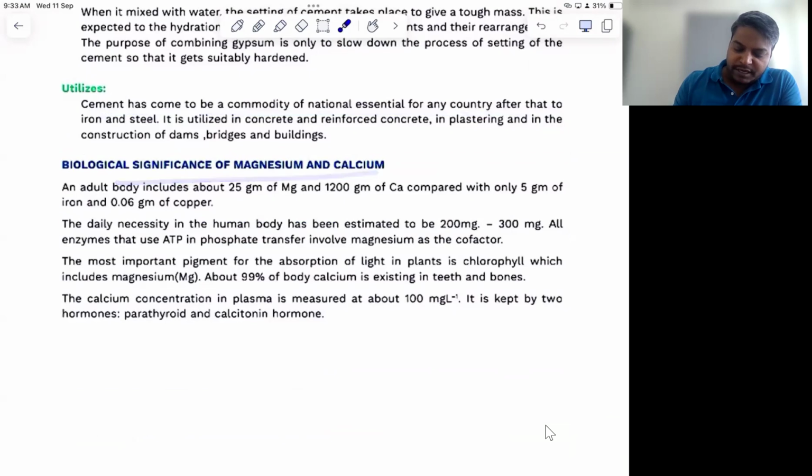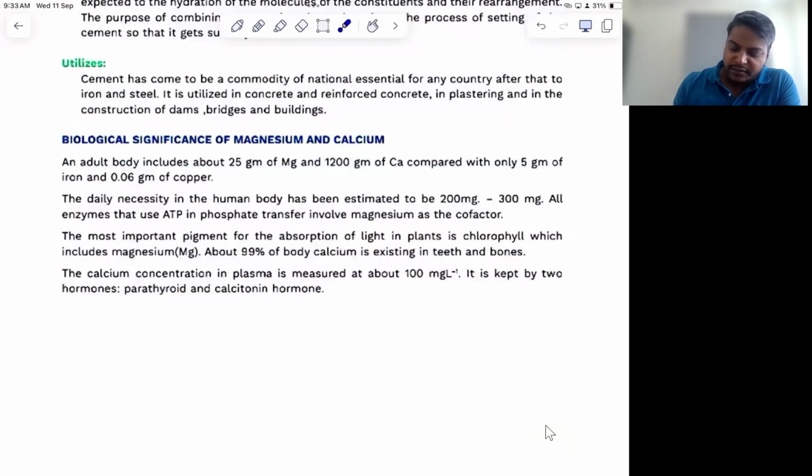Next, biological significance. An adult body includes 25 grams of magnesium and 1200 grams of calcium, compared with only 5 grams of iron and 0.06 grams of copper. The daily intake for our body is around 200 to 300 milligrams. All enzymes that use ATP in phosphate transfer involve magnesium as the cofactor. Just like in plants also, the most important pigment for the absorption of light is chlorophyll, which includes magnesium.